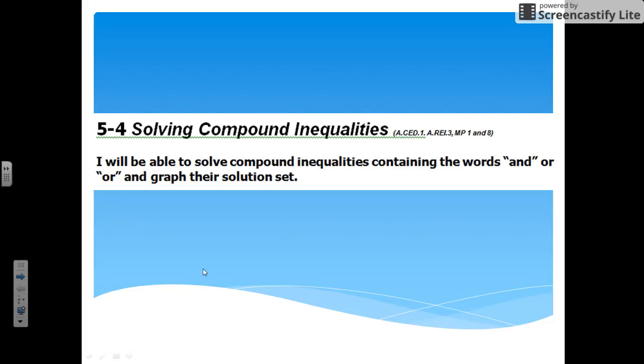So tonight we're going to work on section 5.4, solving compound inequalities. By the end of it, you will be able to solve compound inequalities containing the words and, or, and graph their solutions.